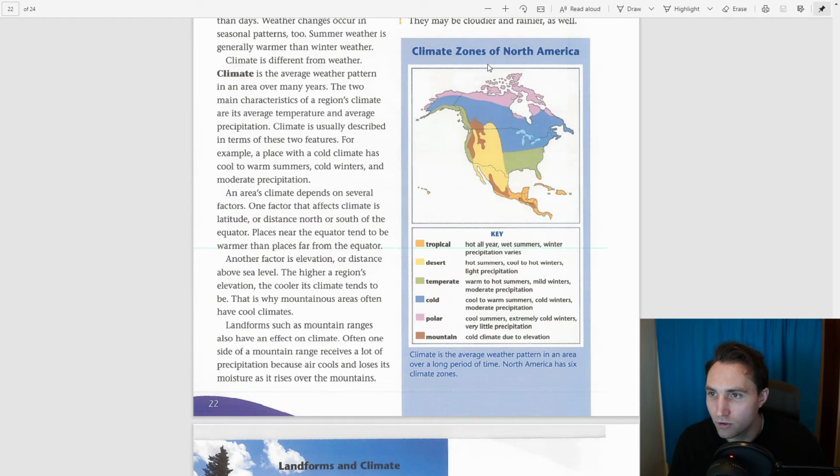Let's look at this cool key right here. It shows the climate zones of North America. We have these different colors. So this yellow one, this is where we are, the desert. Hot summers, cool to hot winters, light precipitation. That's where we're at. We're in this desert climate.